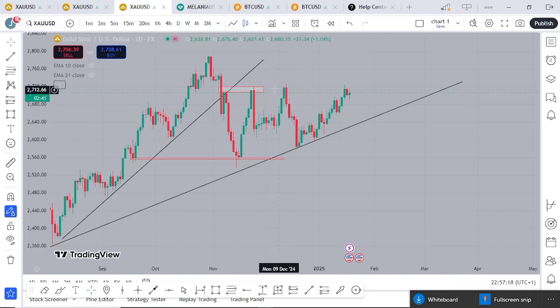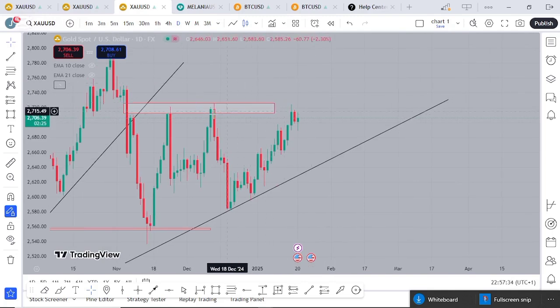Now we saw the market come back again and test this zone by doing what? By forming a chart pattern. You see it now. The market came to this point and formed a chart pattern. After this chart pattern, we saw the market come back downward.